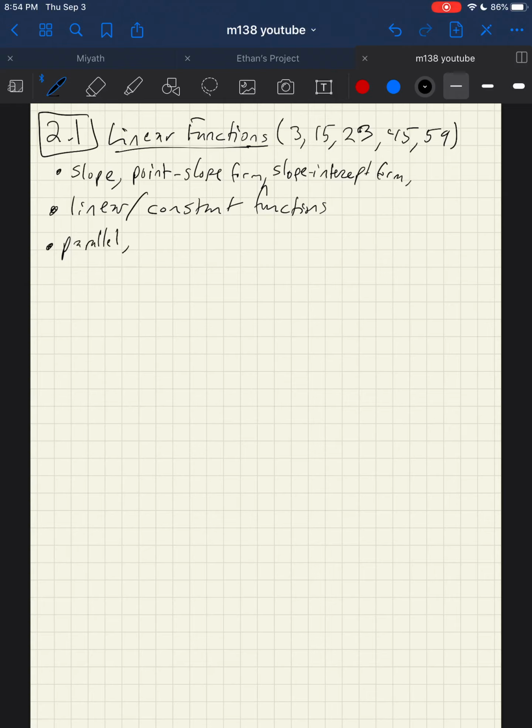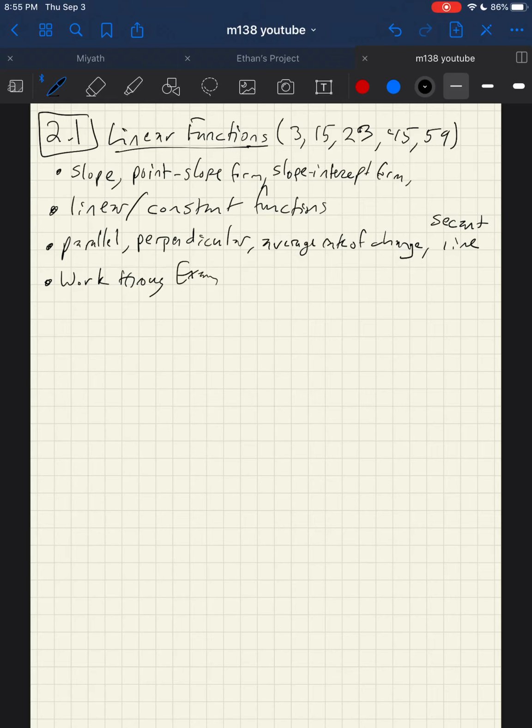Parallel, perpendicular, and average rate of change is something that you may have not seen before. I mean, we've discussed it in class, but then you've almost certainly not heard of a secant line. Okay, I could be wrong. Now I'm going to ask that you work through examples 1, 3, and 4 in the book.